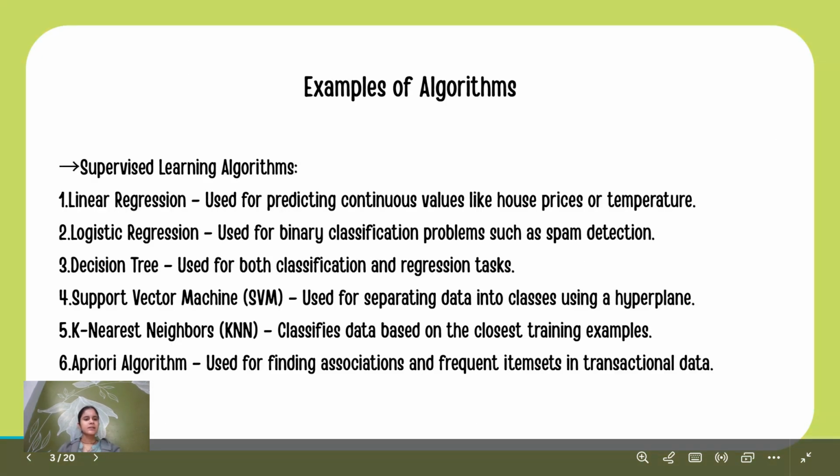Examples of algorithms. First, supervised learning algorithms. First one is linear regression, used for predicting continuous values like house price or temperature. Second one is logistic regression, used for binary classification problems such as spam detection. Third one is decision tree, used for both classification and regression tasks. Fourth one is support vector machine, SVM, used for separating data into classes using a hyperplane. Fifth one is K nearest neighbor, KNN, which classifies data based on the closest training examples, and it is also called a lazy learning algorithm. Sixth one is the Apriori algorithm, used for finding associations and frequent item sets in transactional data.